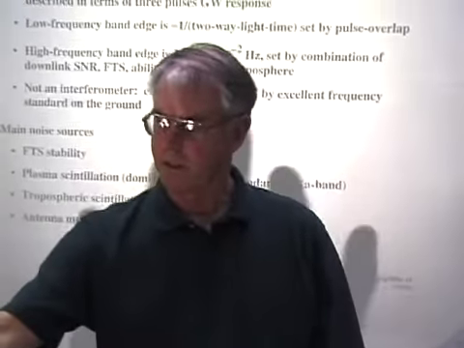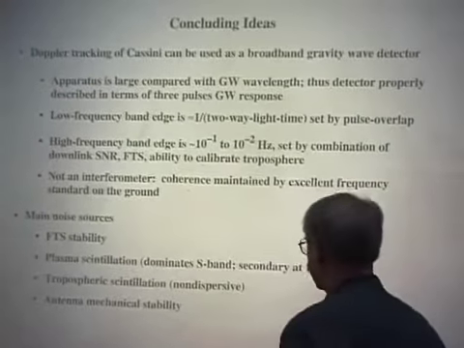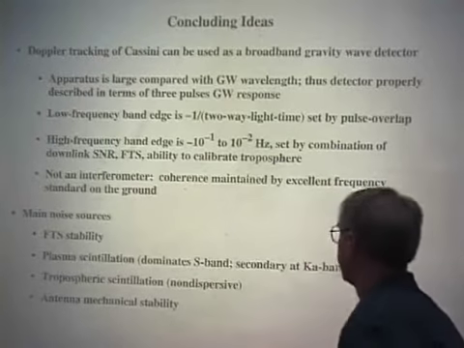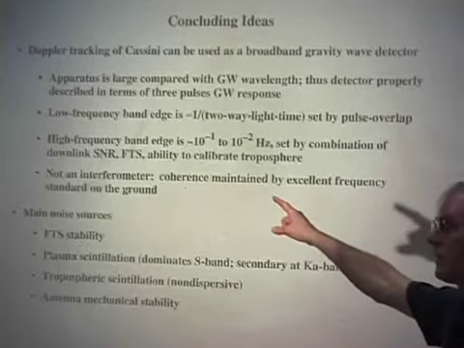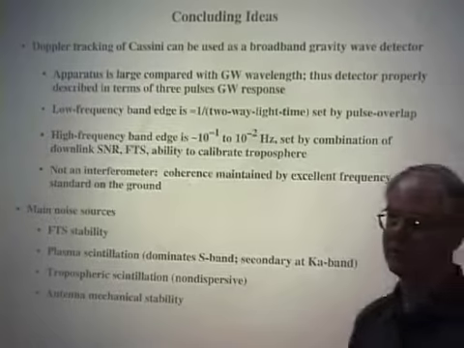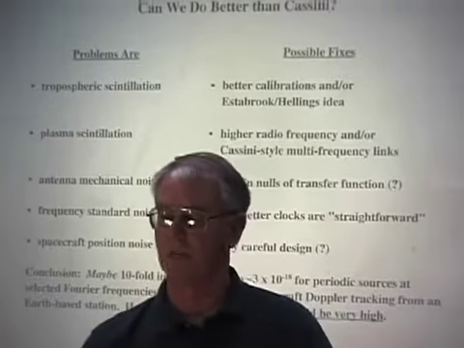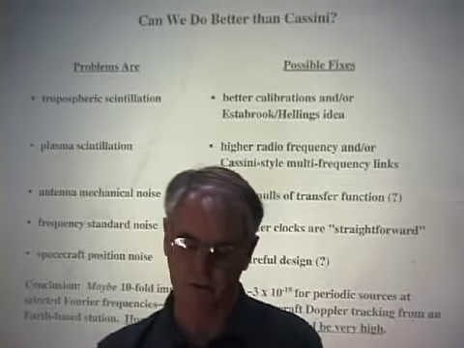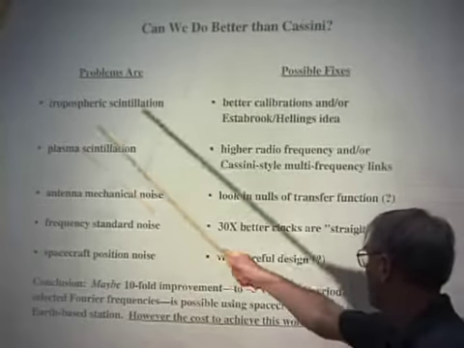So let me just remind you that Doppler tracking is in principle a broadband detector. Apparatus large compared to the wavelength. Not an interferometer, so coherence has to be maintained through frequency standards. And the main noise sources I've dwelt upon because the noise is actually in many ways a substantial part of the experiment. So let me just conclude with this last slide, which asks to what extent does it make sense to push this technique any harder? These are the main problems.